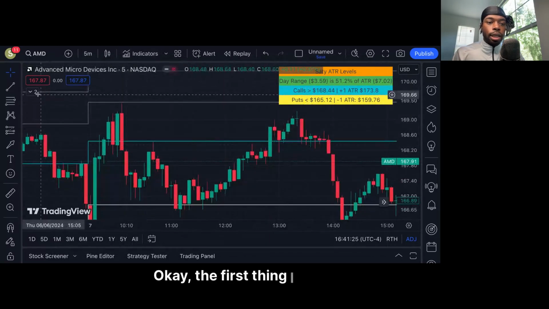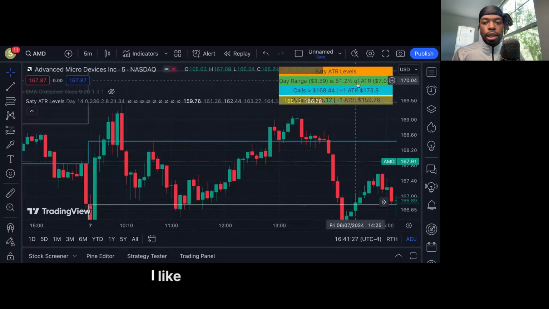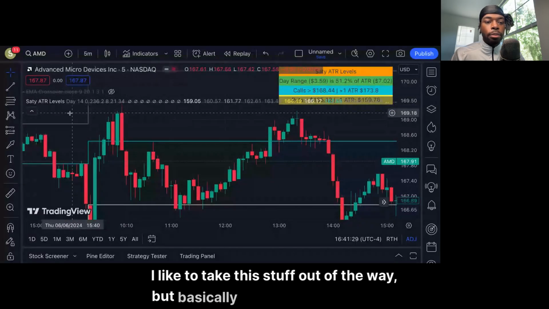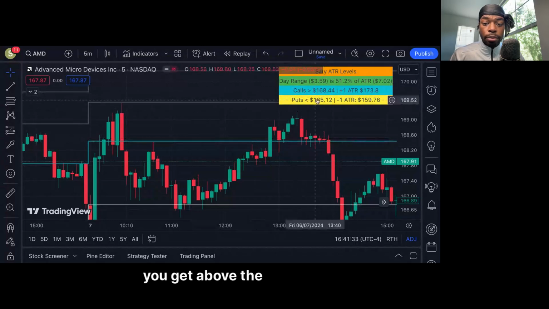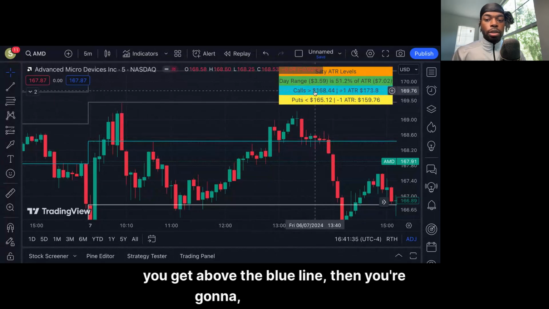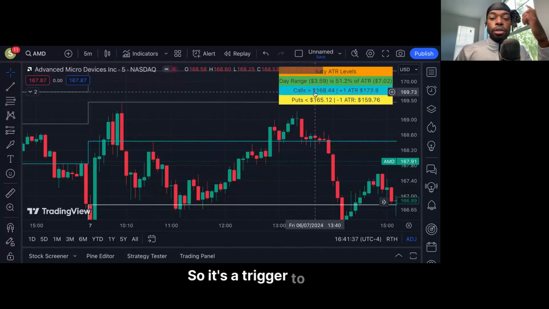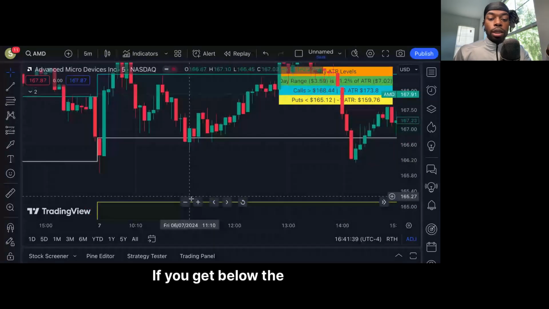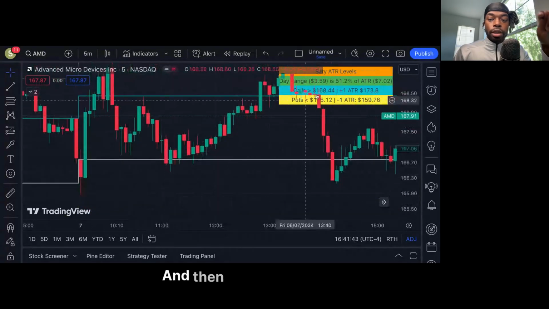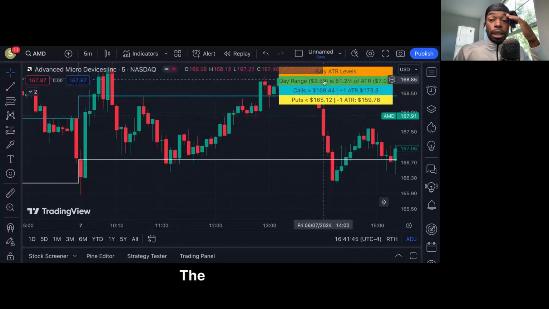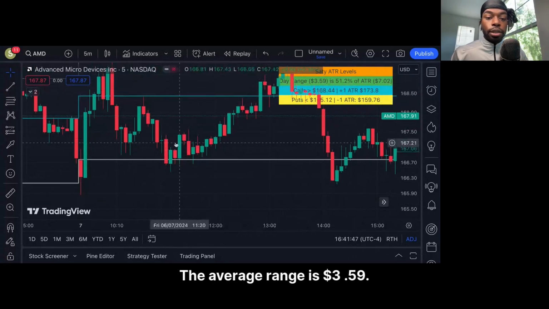Okay, the first thing I like to do, I like to go to the settings. I like to take this stuff out of the way, but basically this is telling you that if you get above the blue line, then it's a call trigger, so it's a trigger to go long. If you get below the yellow line, then it's a put trigger, a trigger to go short. And then it tells you the day's range. The average range is $3.59.